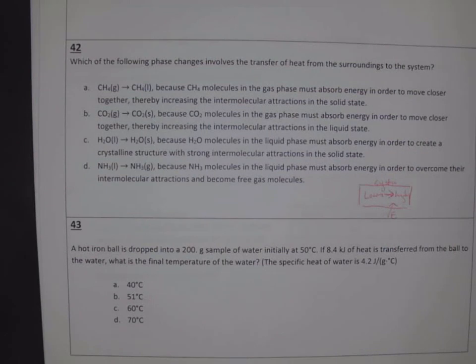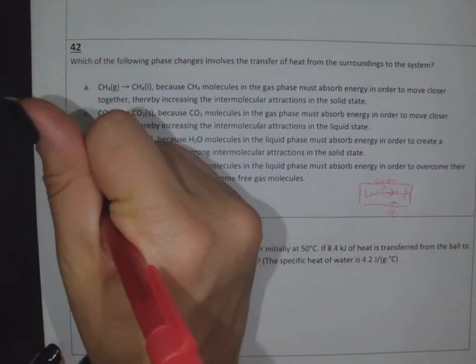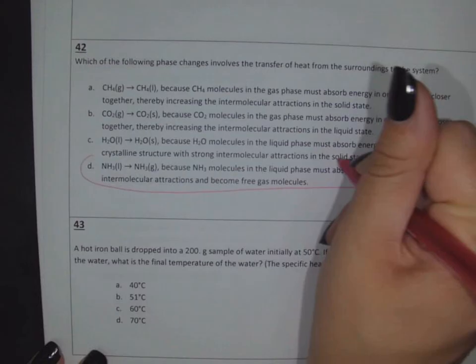So the first one is a gas to a liquid. Nope, that's the opposite. That's a higher energy to a lower. B is a gas to a solid. That's even more so a higher to a lower. C is a liquid to a solid. Nope, that's a higher to a lower. Let's see. And I need a lower to a higher. That's only D. Liquid to a gas. So liquid is lower, and then gas is a higher energy, so then the answer is D.